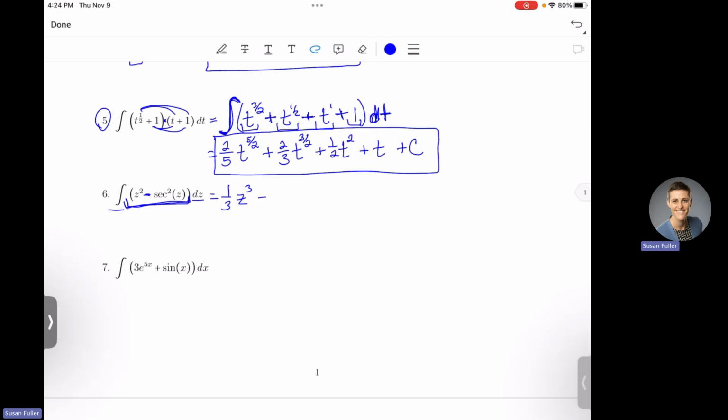My derivative is secant squared. So what's my original? What function has a derivative of secant squared? Yeah, it's tangent. So this is going to be minus the tangent of z, because the derivative of tangent is secant squared. And that's my antiderivative. This is a general antiderivative, so don't forget your plus c.